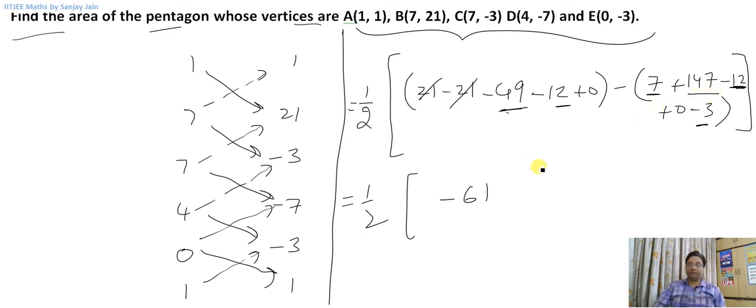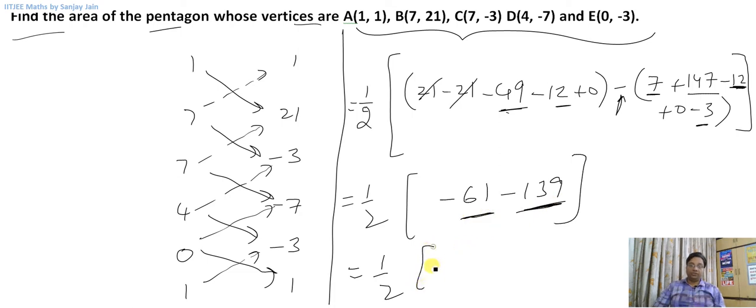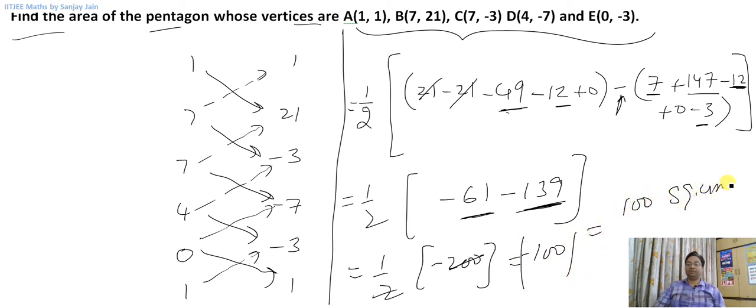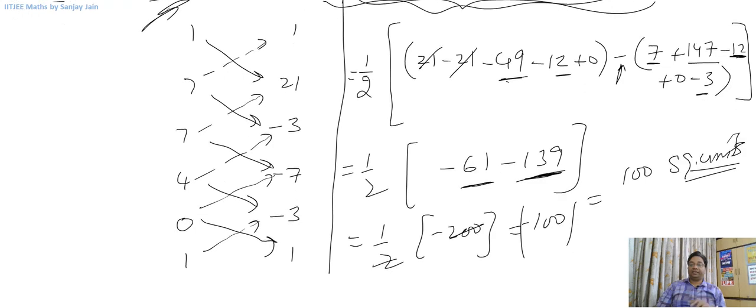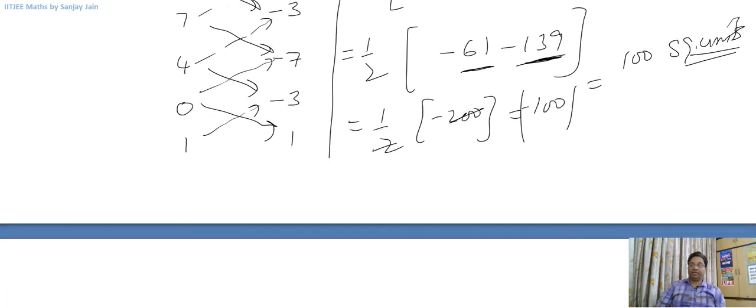147 minus 8 is 139, and then this negative sign, so minus 139. If you see inside the bracket, this is minus 139 minus 61, so it will become minus 200. So if you cancel it, it will become minus 100, and area cannot be negative, so I'll write 100 square units. So this is the area of the pentagon formed by these vertices taken in order, right, as these are written.